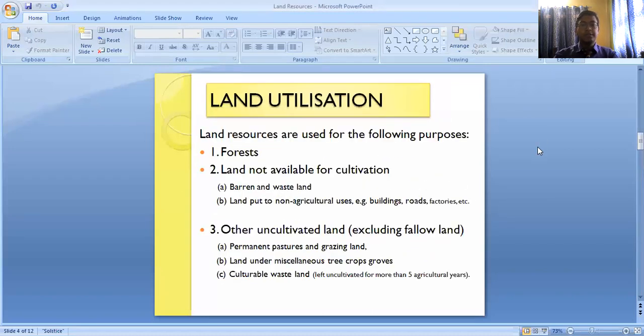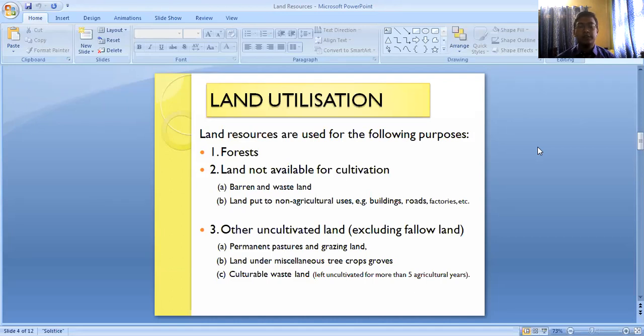So here you can see that, as I said, the land resources of our country must be utilized properly, and we are utilizing the land for different purposes. First, the land resources are used for forest. That means a larger part of our country's total land resources is under the forest cover. So land resources are used for the following purposes. That is the forest.